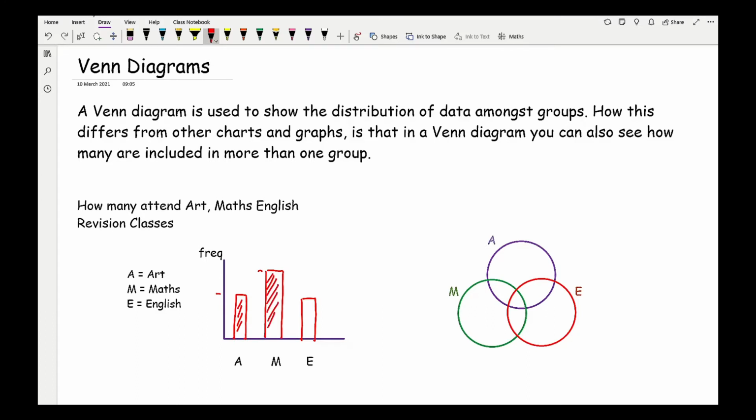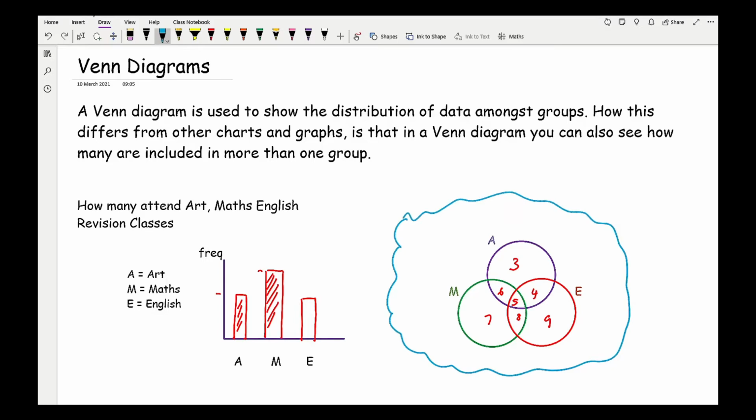Whereas if we had a Venn diagram, let's say I put some random numbers in here, and I'll mix it up so that they're all different, so you can see what it's used for. So let's go for 7, 8, and 9. From this Venn diagram, I can see how many went to art revision classes, how many went to maths, how many went to English, how many students went to all three, how many people went to both art and maths, how many went to English and maths, and so on.